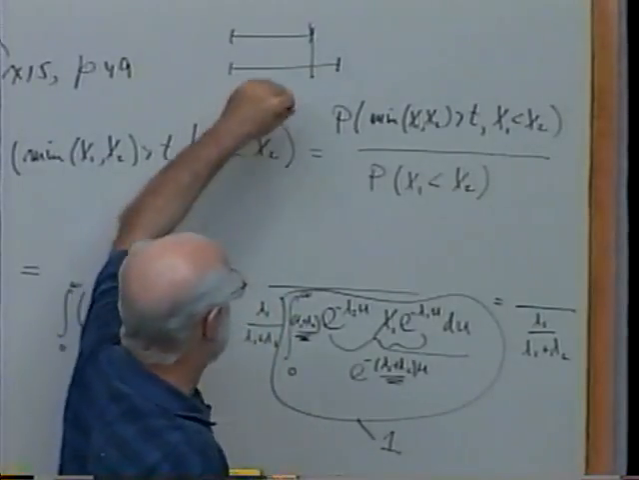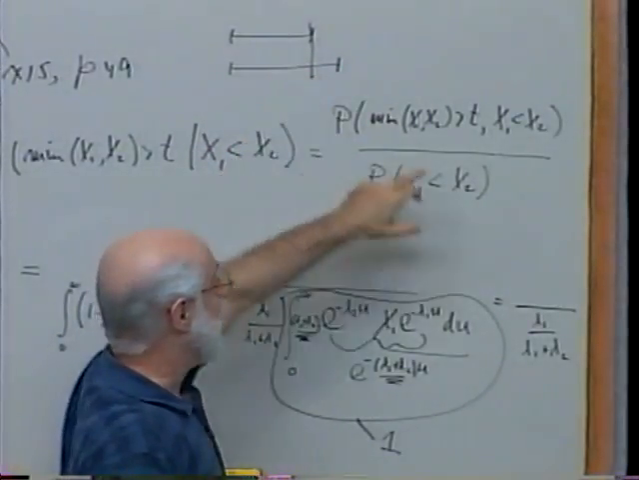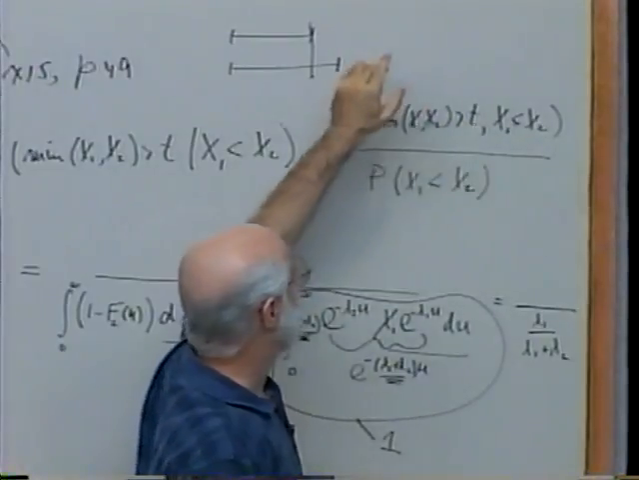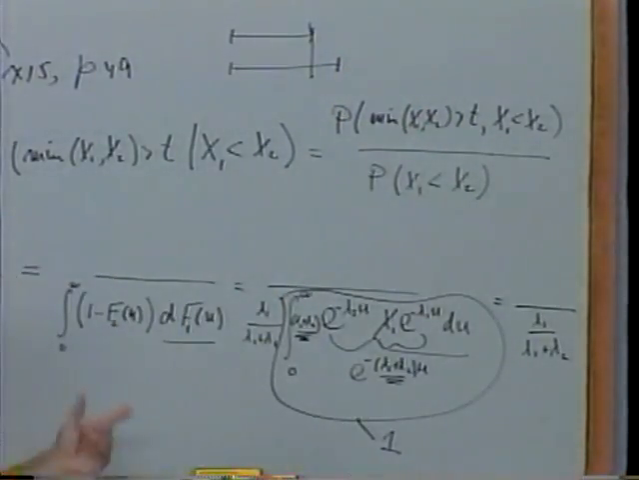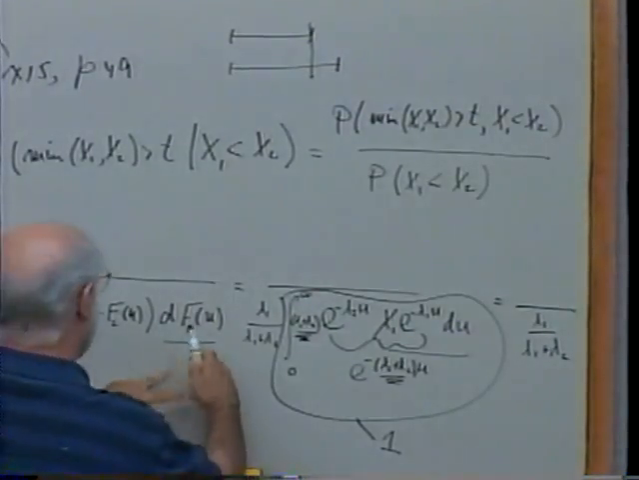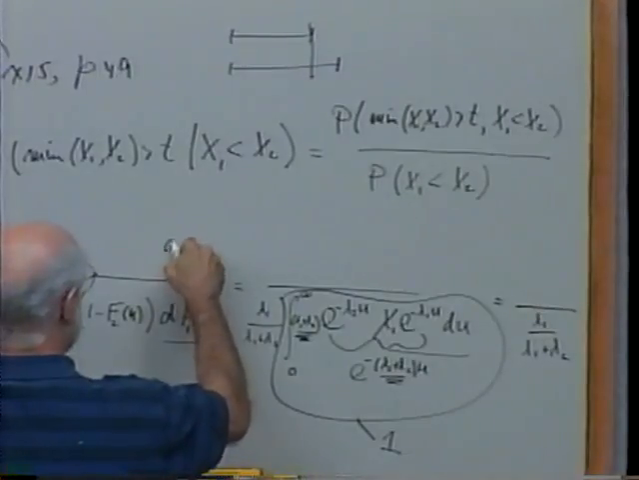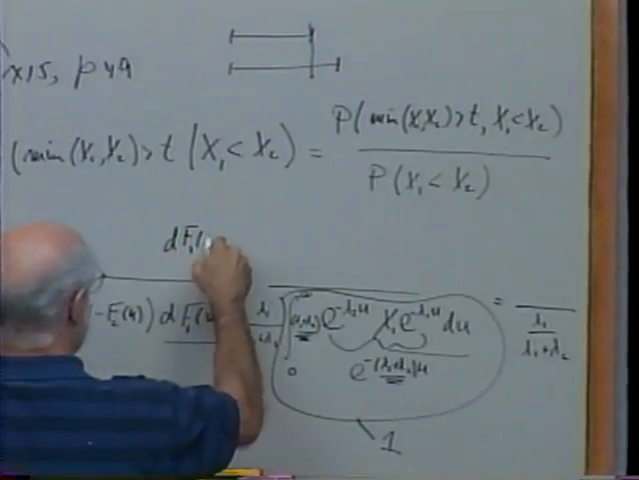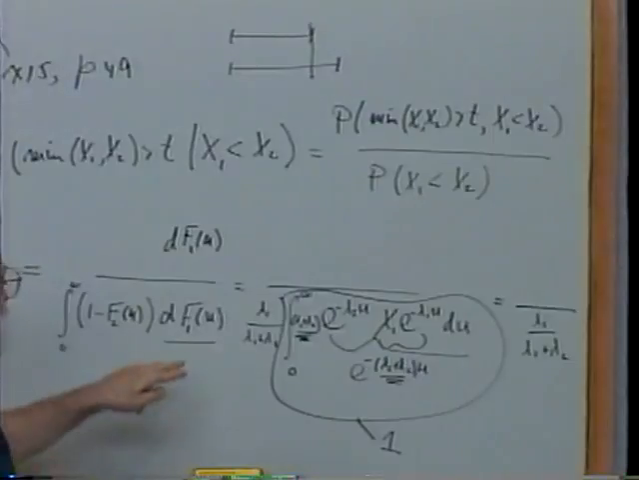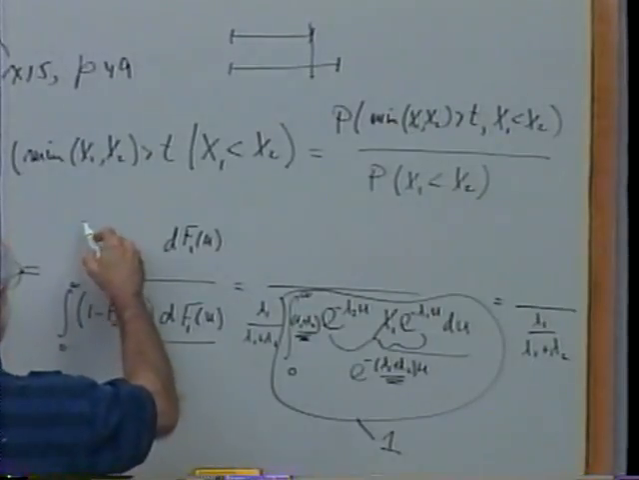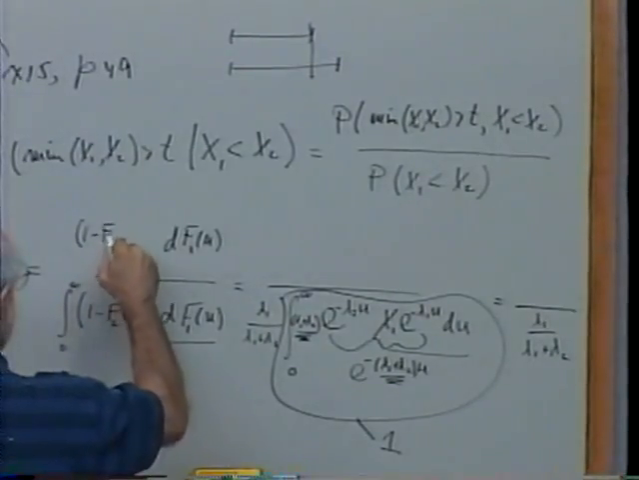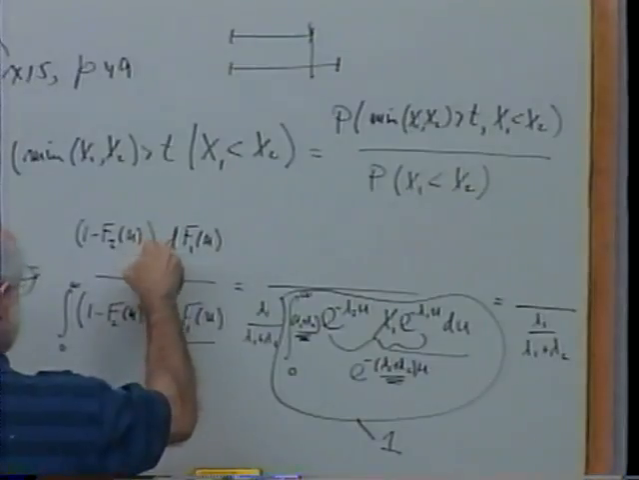The numerator, I want the joint probability that x1 is less than x2 and the min is greater than t. Well, now I'll just use the same reasoning for the numerator as for the denominator. I'll say, first of all, df1 of u. That's the probability that one of the variables takes the value u. Then I will multiply that by the probability that the other variable takes a value greater than u.